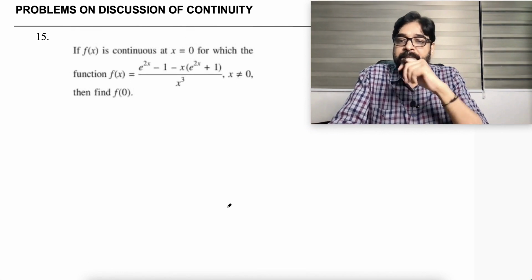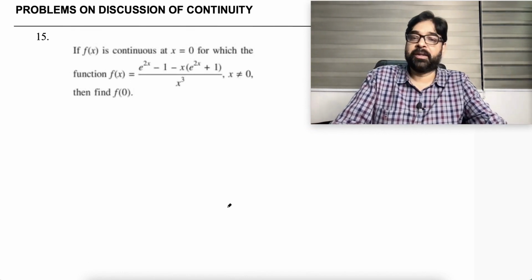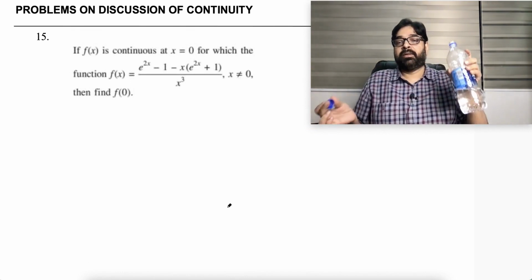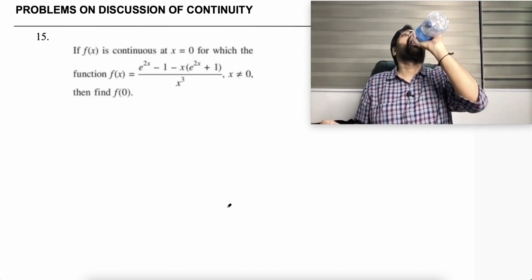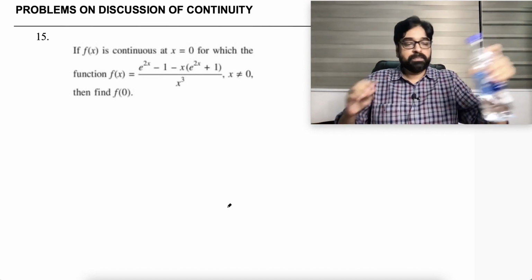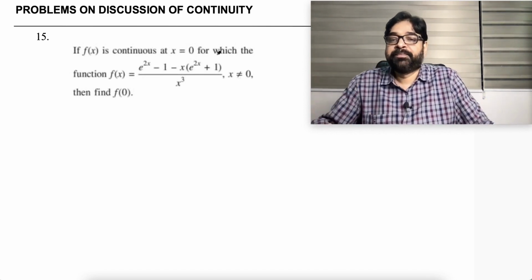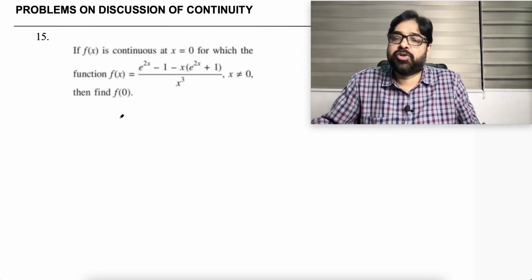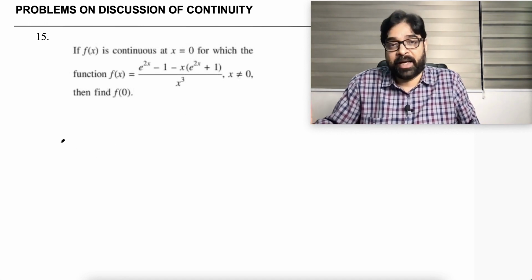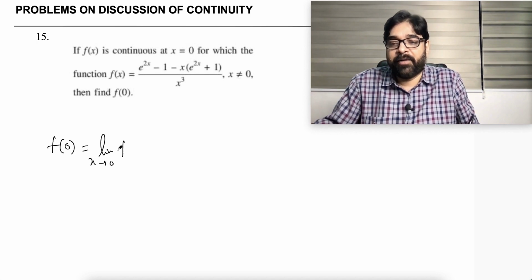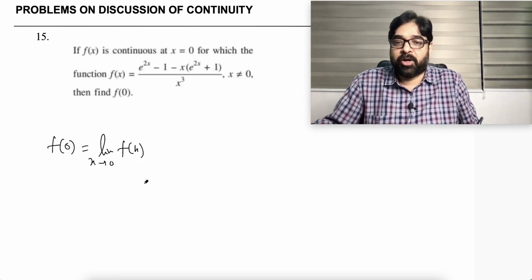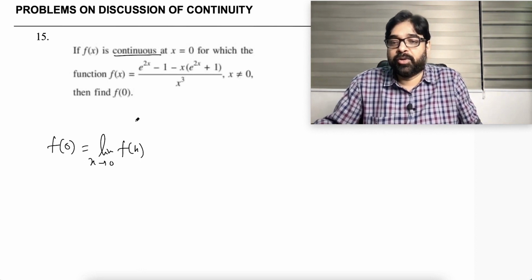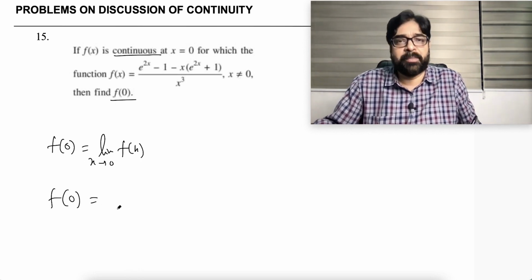This is also looking a bit dangerous. Okay, same kind of question. f(0) we have to find. So f(0) should be finite. f(0) must be equal to limit x approaches 0 of f(x), if it's continuous. It's mentioned that it's continuous at x equal to 0. So f(0) we have to find out. f(0) will be this. So we have to solve the limit. And it's a limit question.